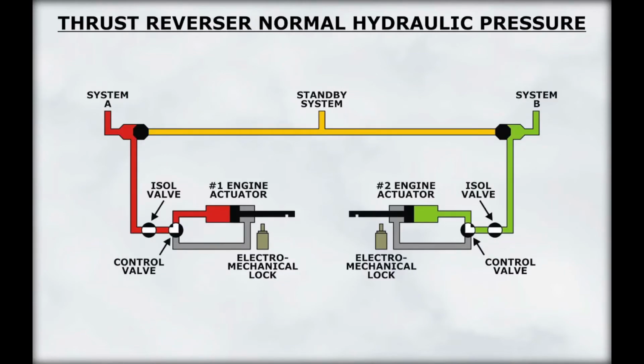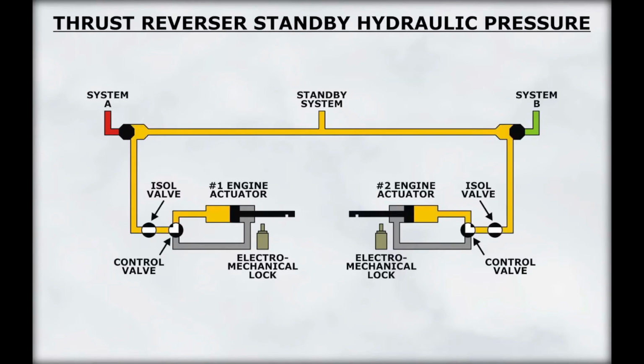The reverser for engine 1 uses System A hydraulic pressure. The reverser for engine number 2 uses System B pressure. If either hydraulic system is lost, the reverser can be powered by the standby hydraulic system.